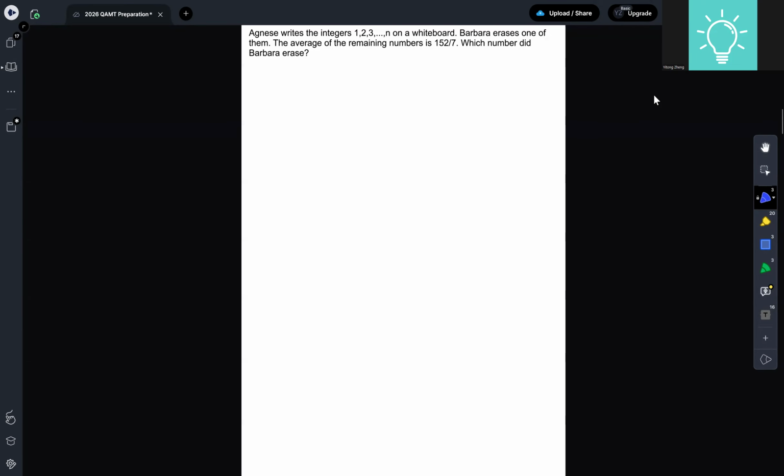Okay, we're given the average, but we have no idea what n is going to be, right? So this is the average. Are we able to bound it in any sort of way? If we erase one number on the whiteboard, what is the minimum average that we can get? Suppose that n is fixed. We need to erase one number to make the average of the remaining numbers as small as possible. So the minimum average is just if we erase the biggest number on the board, n.